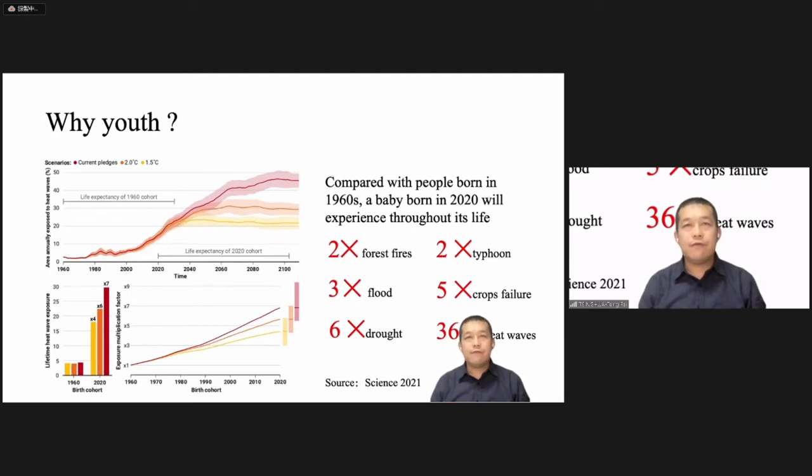They will generally suffer 2 times the forest fires, 2 times the typhoons, 3 times the floods, 5 times the crop failures, 6 times the droughts, and 36 times the heat waves. And that is basically the scientific reason why young people feel angry and why they emerge as actors in this governance structure and use the strike as an action to put pressure on the government.